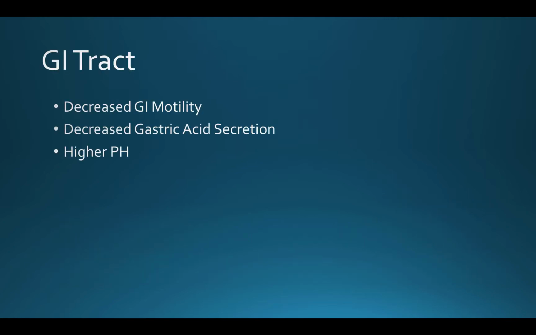So first off, I want to talk about the GI tract. We've got some reduced GI motility, which can cause physical effects as far as nausea, vomiting, potential for constipation. Reduced gastric acid secretion can also maybe reduce the absorption of some drugs. So iron, for example, is a good example that is generally better absorbed with a decent acid environment.